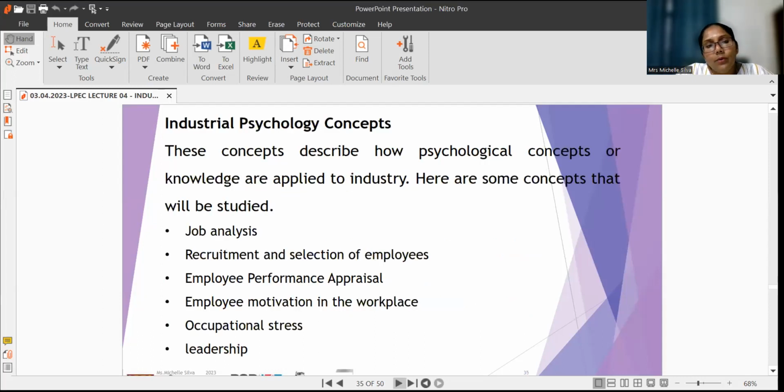So now let's try to understand these industrial psychology concepts, which are very, very important. Basically, I have told you that an industrial psychologist is a person who investigates cognitive processes and human behavior within the work context, and who tries to apply psychological concepts and principles to sort out work issues to achieve organizational goals and objectives.